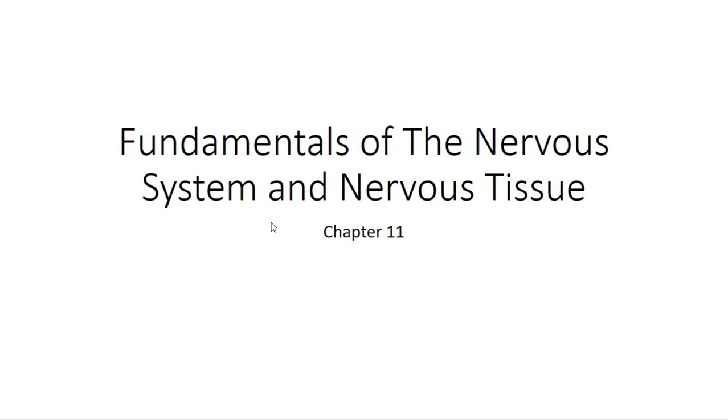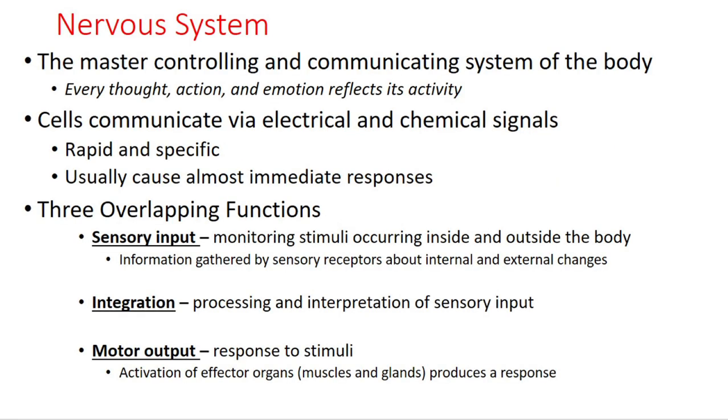Today we're going to look at the nervous system. When we take a look at the nervous system, we want to start really general. Like, what is the nervous system? Well, it's a master controlling and communicating system of the body. It allows cells to communicate via electrical and chemical signals. Oftentimes, these electrical signals are called action potentials, and the chemical signals are neurotransmitters. Now, this type of communication is very rapid and specific, and it's usually going to cause almost an immediate response.